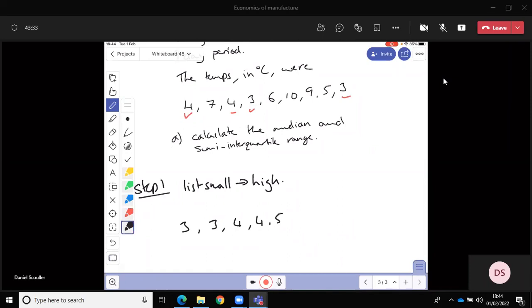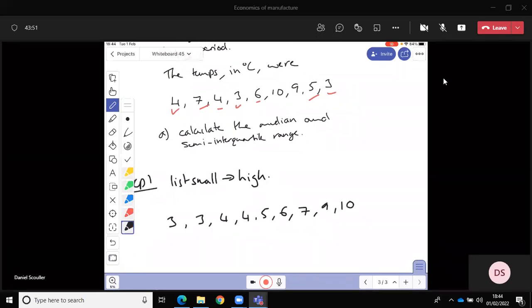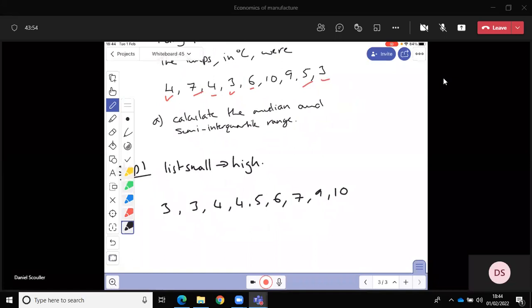There's a 5 there. 5, 6, 7. There's no doublers there, and then it goes 9, 10. So the median is the number in the middle. Now there's 9 numbers. So if we want to find the middle of that, it's that number there, number 5.